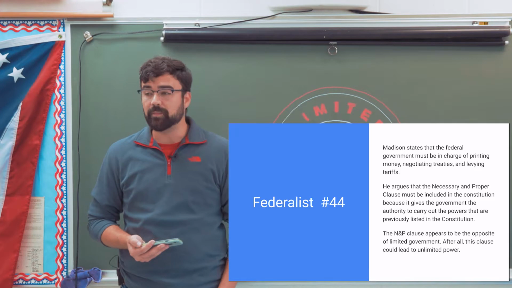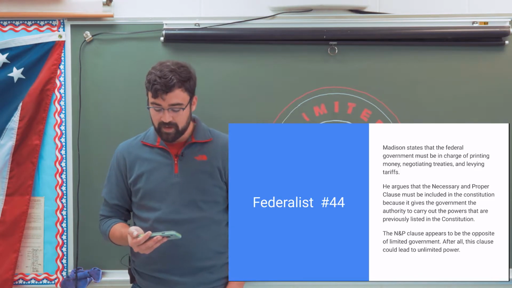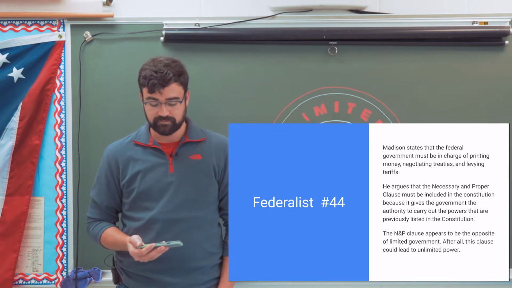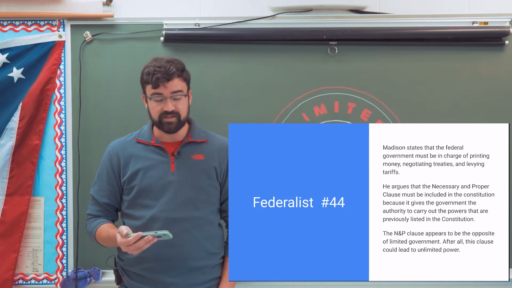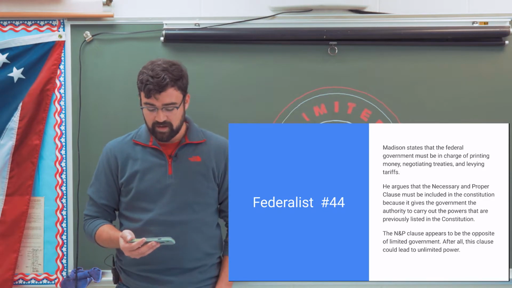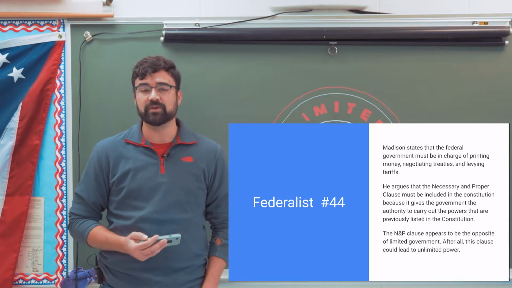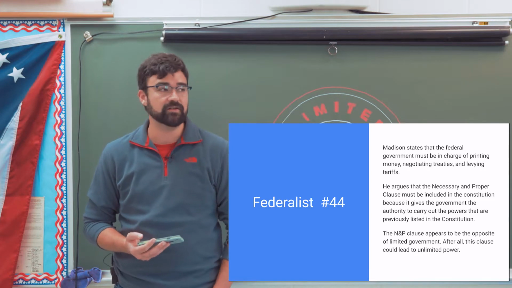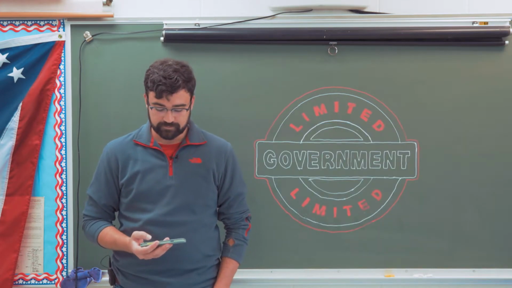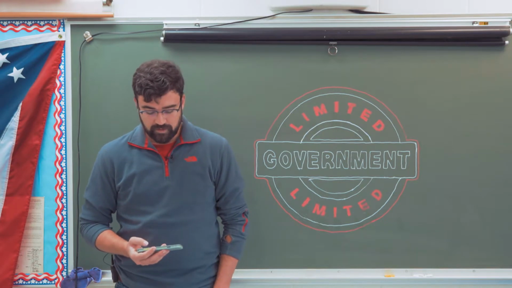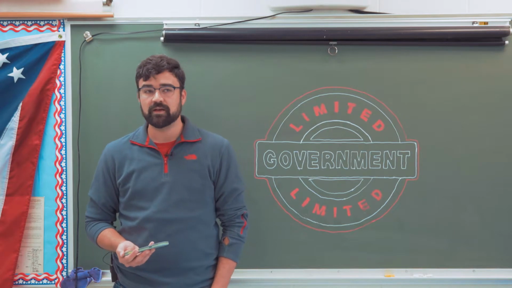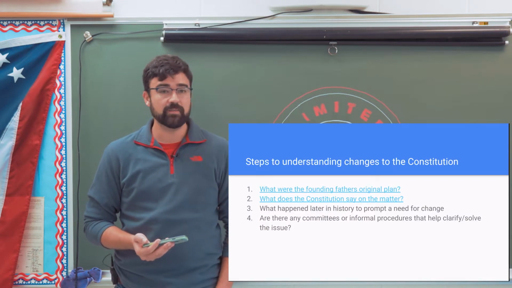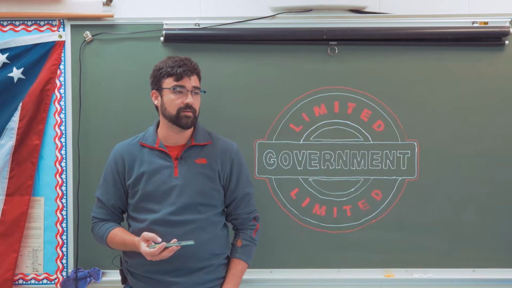He says that the necessary and proper clause must be included in the Constitution because it gives the government the authority to carry out its other powers that are listed in the Constitution. And lastly, the idea is that the necessary and proper clause could lead to unlimited power, okay? So these colonists are afraid of the necessary and proper clause because it could lead to unlimited power. So how can the Americans guarantee that the necessary and proper clause remains limited, keeping it from giving the government too much authority?